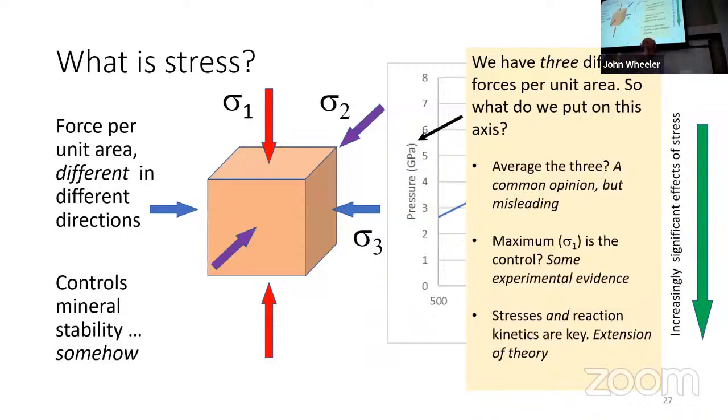So averaging the three is misleading. It is an opinion. It is not backed up by rigorous thermodynamics. Maximum sigma 1, there is some experimental evidence, and actually I think there is some theoretical grounding that one can bring into play there. But really, the situation is far from having any general agreement at the moment. So let's look at some maths, but then we'll look at some experiments, and that'll be the closing part of this.